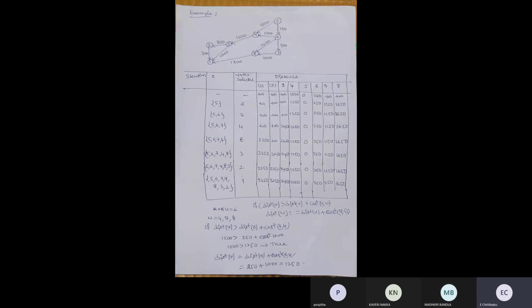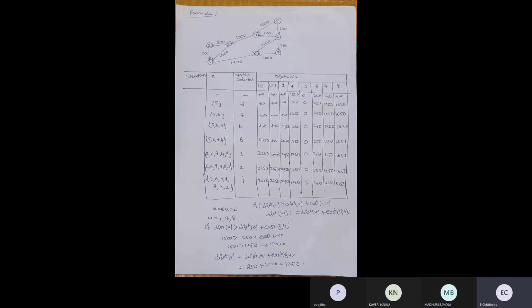Now 6 is a visited vertex. Now put 6 into S. Next, what is the next minimum element? 7. Next minimum node is 7. What are the adjacent nodes of 7? 8.